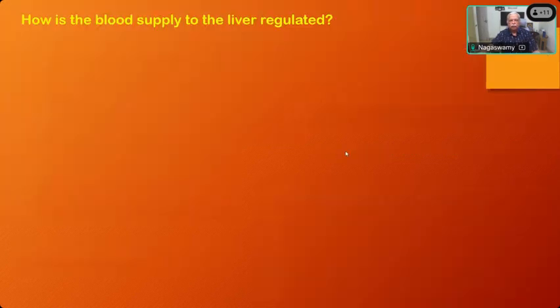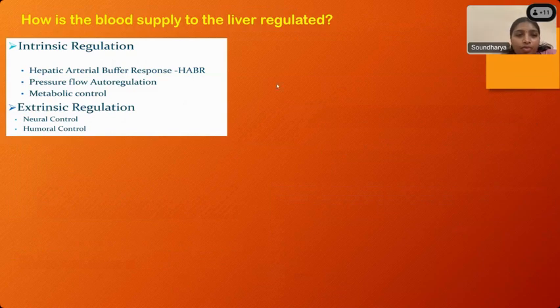How is the blood supply to the liver regulated? When this question is asked, what do you have to describe? It is an extrinsic regulation and intrinsic regulation, sir. Very good. Extrinsic regulation through neural control and hormonal humoral control. In intrinsic pathway, hepatic arterial buffer response and auto regulation, pressure flow auto regulation, and myogenic response. So there is an intrinsic regulation and extrinsic regulation.